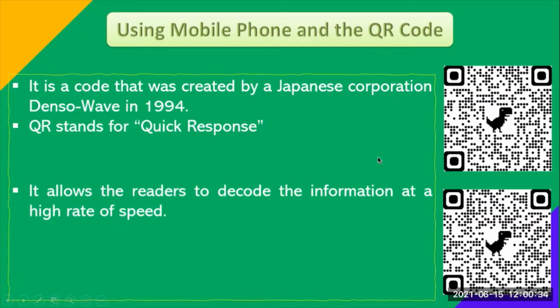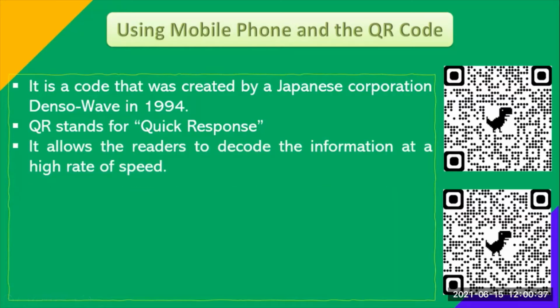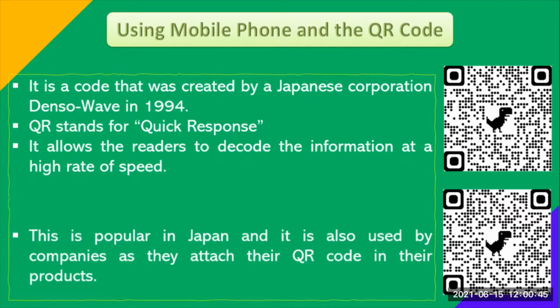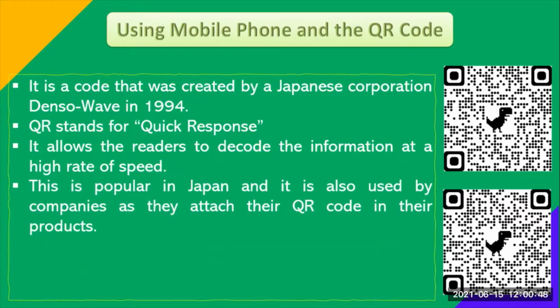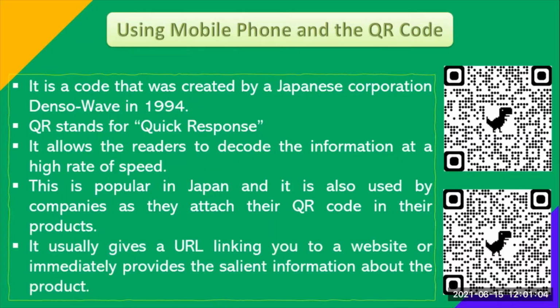It allows the readers to decode the information at a high rate of speed because all you have to do is to scan the code and then voila, you now have your information. This is popular in Japan and it is also used by companies as they attach their QR code in their products. As I have mentioned, QR code is very, very popular in products. So it is attached together with some information. It usually gives you a URL linking you to a website or immediately provides the salient information about the product.